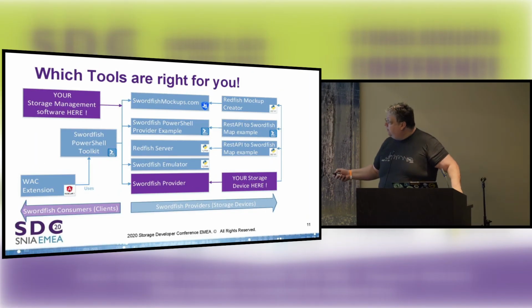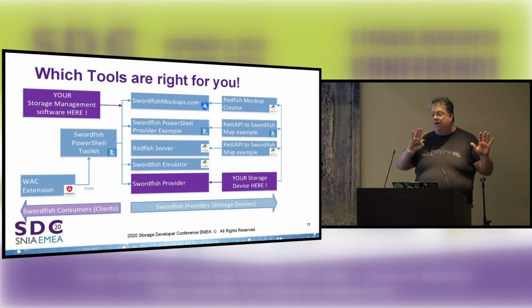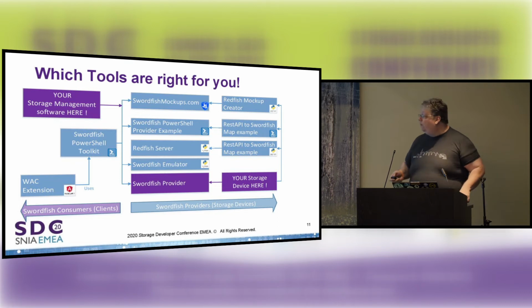We have Swordfish mockups. And in fact, if you go to the DMTF site, there's a mockup creator. If you want to do this, you can build your own mockup, put it on the mockup site, and normalize it there and have people vote and say, hey, we think you're in the spec or you're out of the spec, to get your implementation perfect. We've also created a Swordfish provider in PowerShell, and that will let you write your own code that maps your API directly to a Swordfish API, normalize it, and put it right out as an actual usable product.